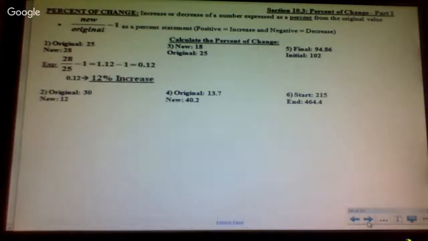Does that make sense? Okay, so let's go over here to this one, number 3, even though we're going out of order. My new price is 18, my original is 25. Should I be increasing or decreasing? Decreasing. It's still new over original. So 18 over 25 minus 1. What does that give me?